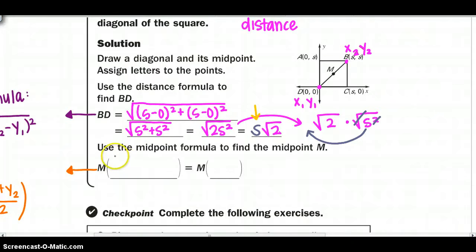Now for the midpoint, again, plugging in the same way, S plus 0, S plus 0. So for any diagonal of a square, our midpoint is going to be our side divided by 2, our side divided by 2. So go ahead and stop it here and do checkpoints 3 and 4, and replay it when you get done.